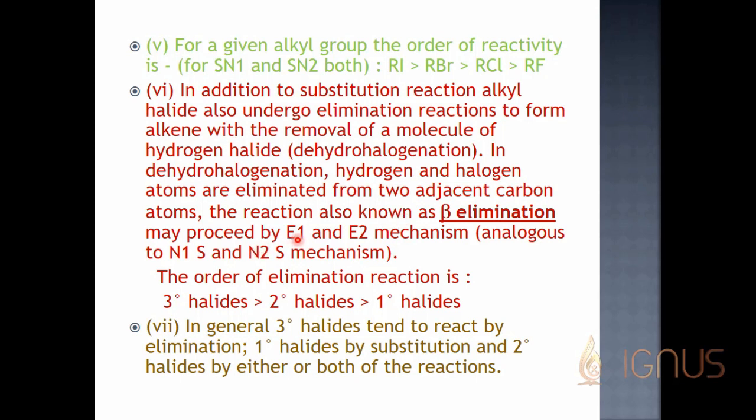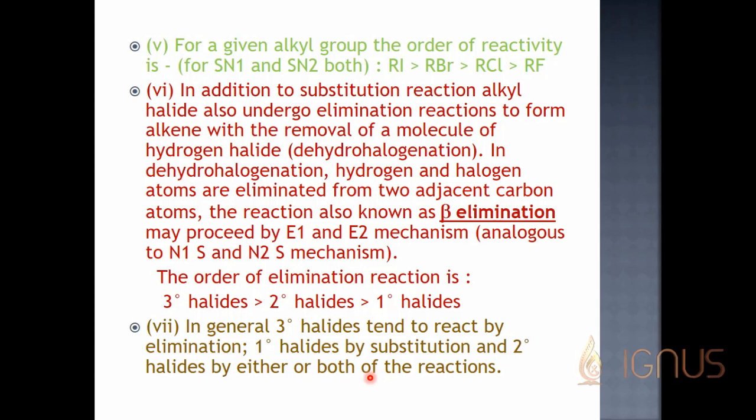E1 means there is formation of a carbocation. E2 means there is no formation of a carbocation. It is analogous to the SN1 and SN2 mechanisms. The order of elimination reaction is tertiary greater than secondary, and secondary greater than primary. Remember, tertiary halides always tend to react by elimination and primary halides by substitution. Secondary halides may undergo either substitution or elimination, depending upon the reagent and the alkyl halide.